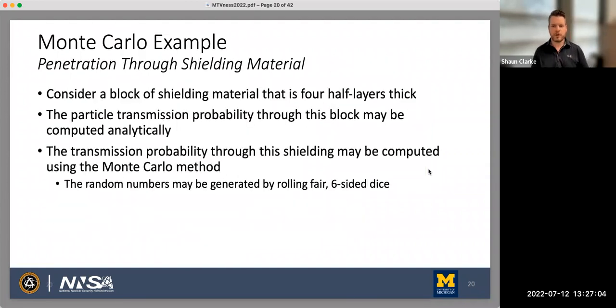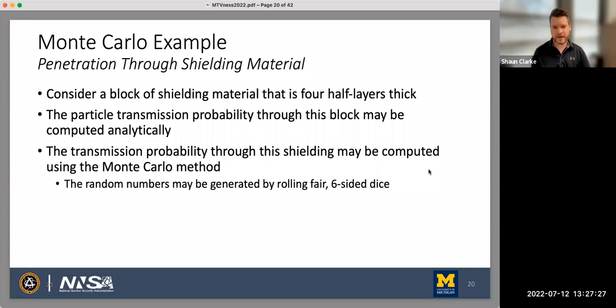Okay, cool. So that's the two basic experiments or examples I wanted to cover. Let's get on to something a little bit more relevant to nuclear engineering. So in this case, we're going to talk about penetration through a shielding material. So for this problem, we're going to consider a shielding block that is 4 half layers thick.